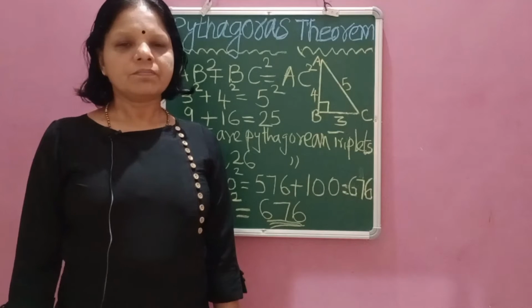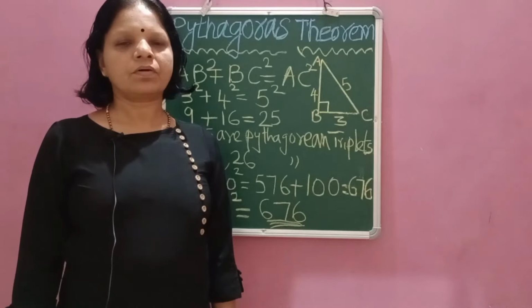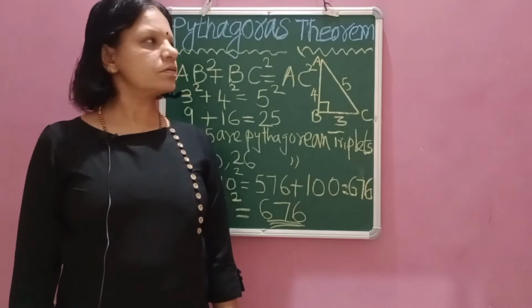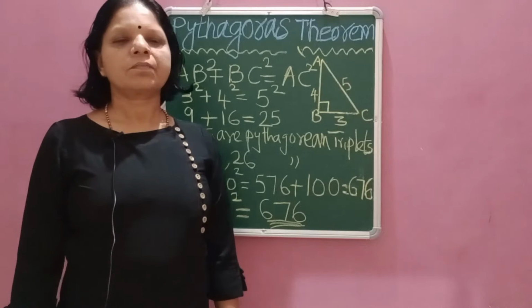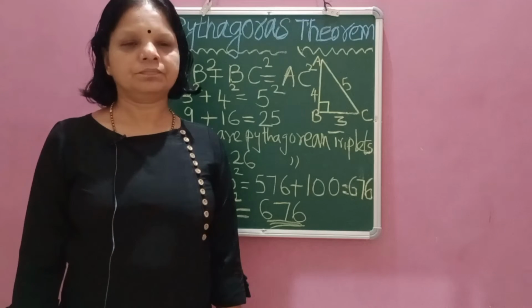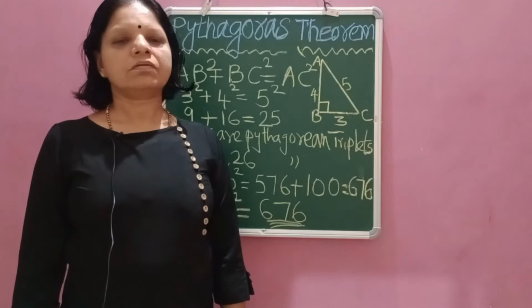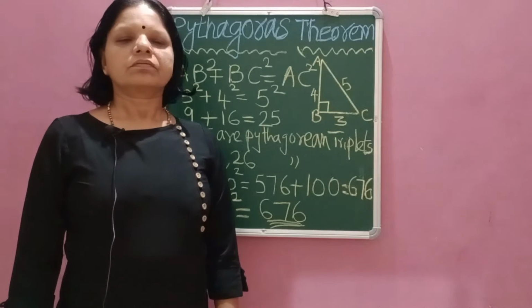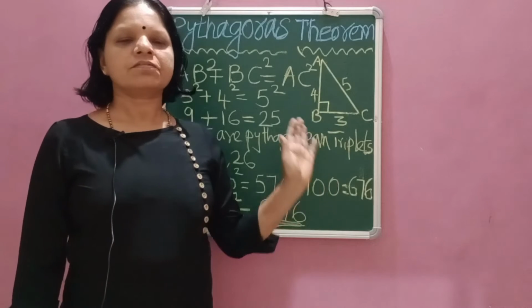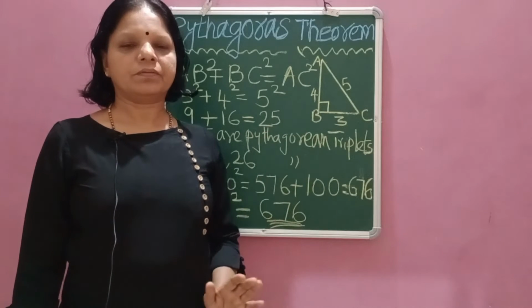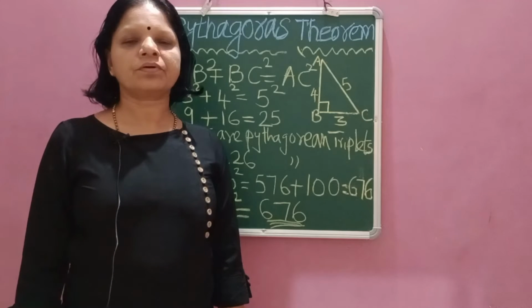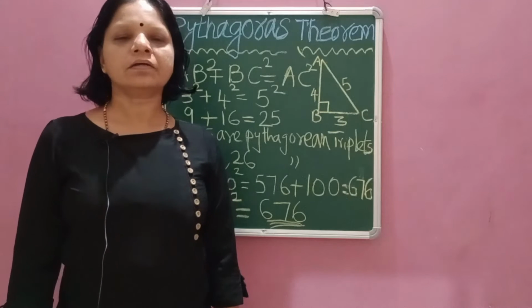Today, I am here with a new topic that is very important, that is Pythagoras Theorem. Pythagoras is the name of a mathematician who invented this theorem or property. This is only for the right angled triangle.